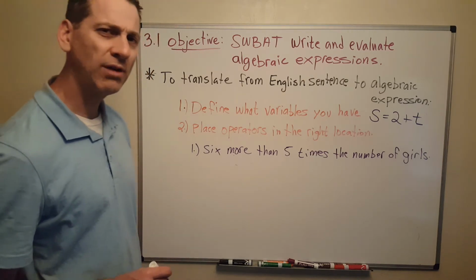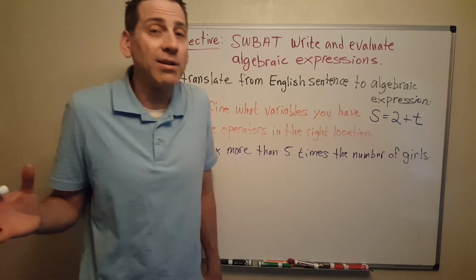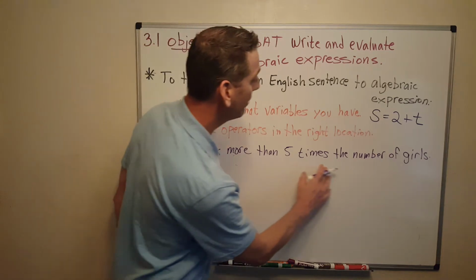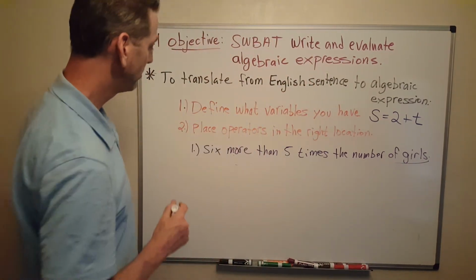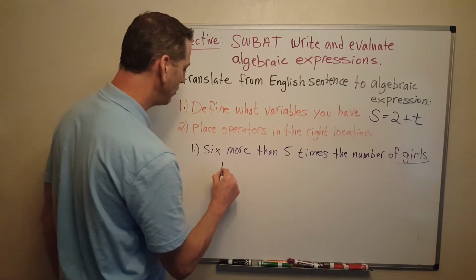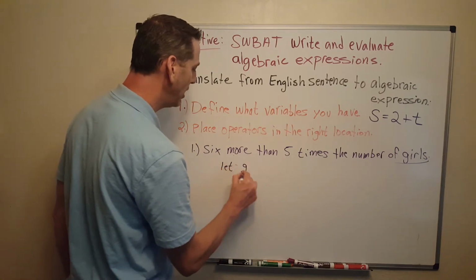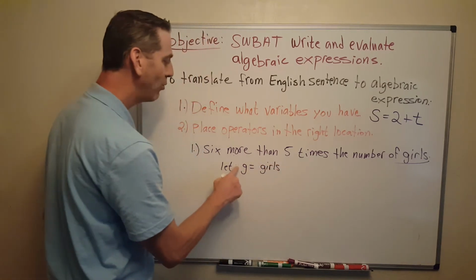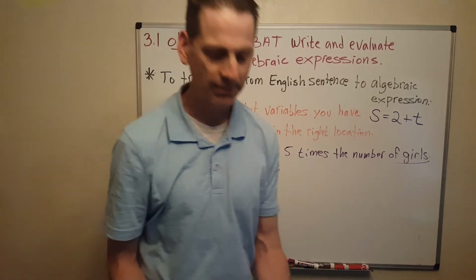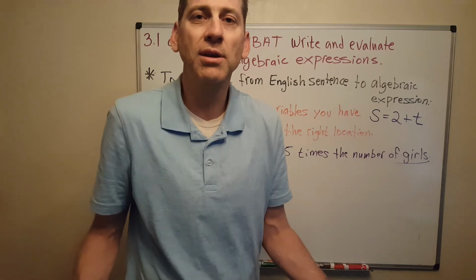Hey, what's our variable? What's our object? 6 more than 5 times the number of girls. We're talking about girls here, right? So I'm going to let G equal girls. Why did I choose G and not X? Well, because girls start with G.